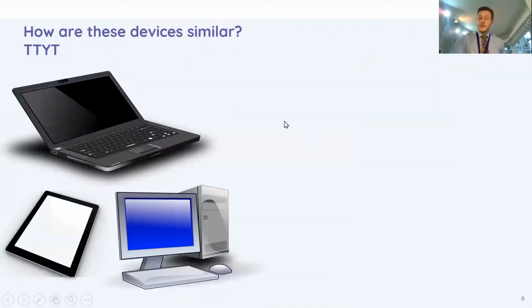So how are these devices similar? Talk to your Teddy. What do we notice about these devices? What's similar? Not quite the same, but what's similar? Thank you for having that discussion.